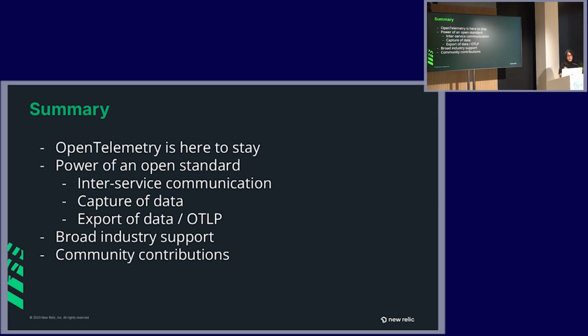Okay, so to summarize, open source is here to stay. OpenTelemetry is here to stay. And the power of open standard is that it gives you a lot of options to capture the data, export it, and customize it at each and every level. Maybe you want to send your logs to New Relic, but you want to send your metrics to Prometheus, right? Your choice. So you get a lot of customization options, and you can specify the level of detail you want.